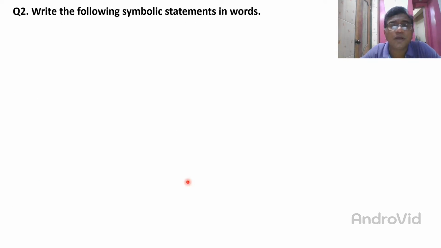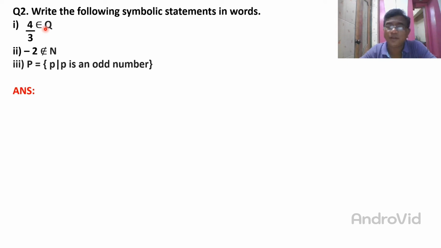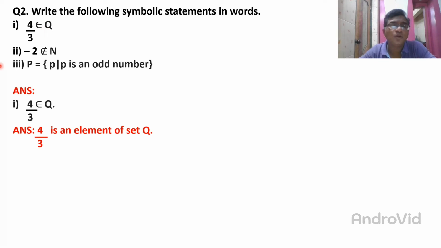Then we are going to see another problem. Write the following symbolic statement in words. Okay, so what is that? See here, 4 upon 3 belongs to Q. First we write all, then we read this. So see, this is 1, 2 and 3. What are they saying? Write the symbolic statement in words. So I want to write the symbolic statement.